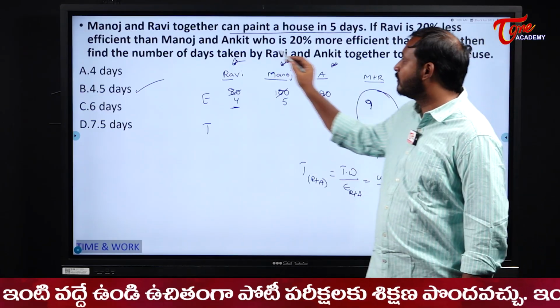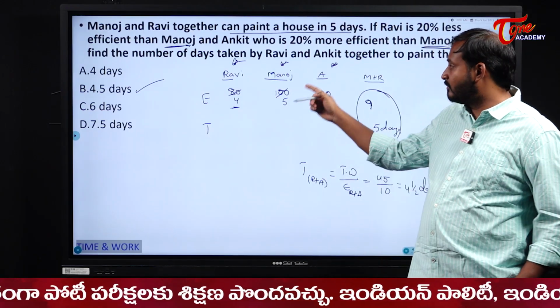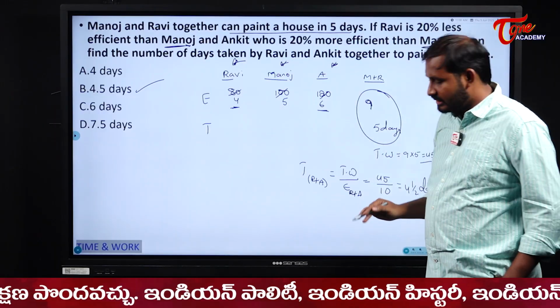So, who is common in both the cases? Manoj is common. So, I assumed Manoj's value as 100. Based on that, I have written Ravi and Ankit. Okay, right? Next one.